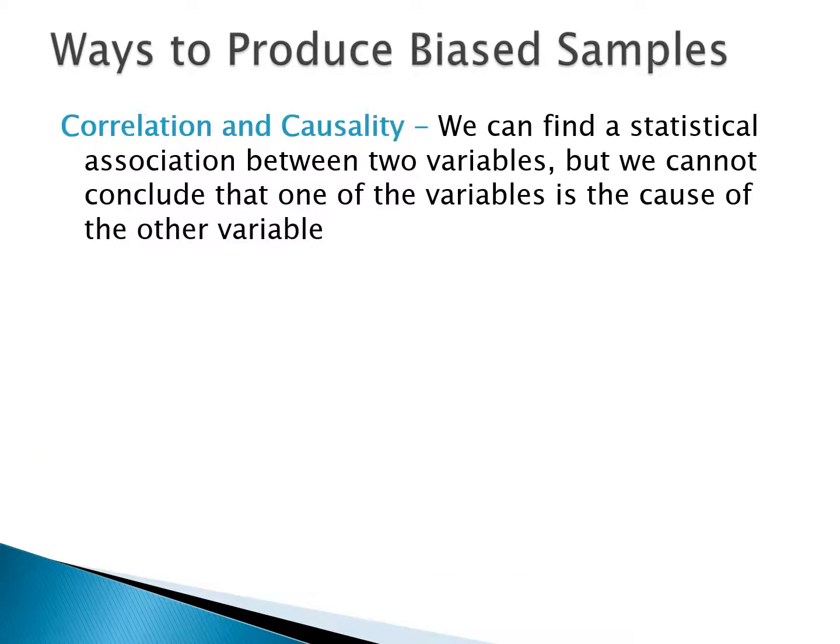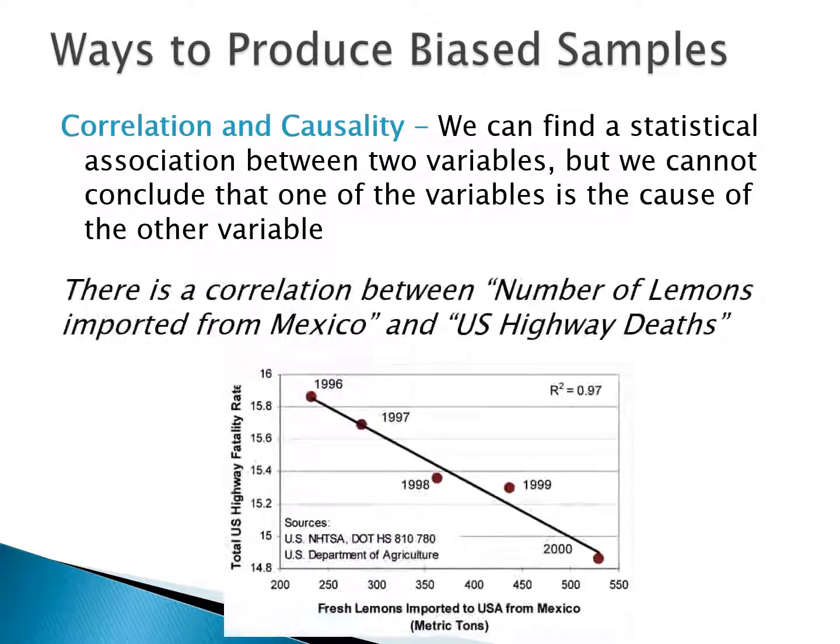Correlation and causality was touched upon in the last video, but to summarize, it's saying that although we might have an association between two variables, it doesn't necessarily mean that we can say one variable is causing the other. For example, there's a correlation between the number of lemons imported from Mexico and US highway deaths. This is a negative correlation. This is real data. We can see that over time, the number of lemons increased and the US fatality rate on highways decreased. So to reduce highway deaths, we should import more lemons. That's obviously not true.